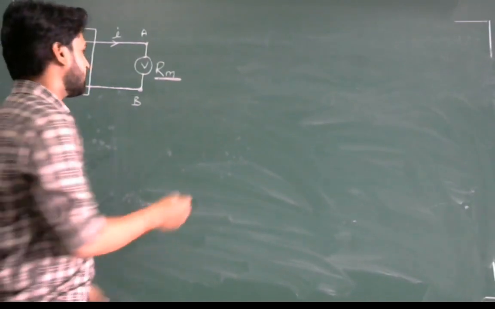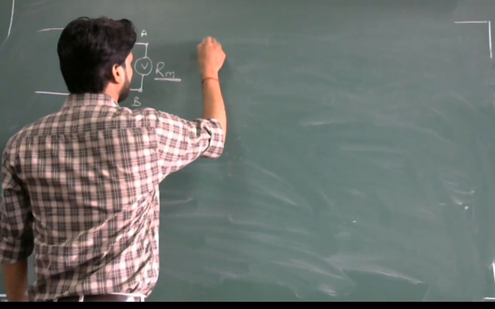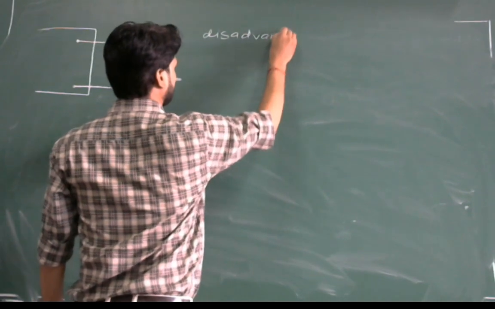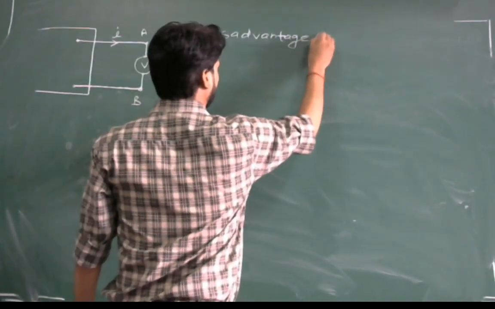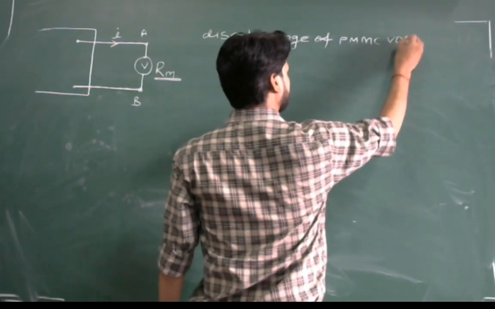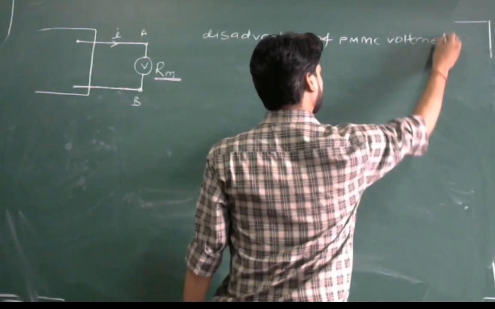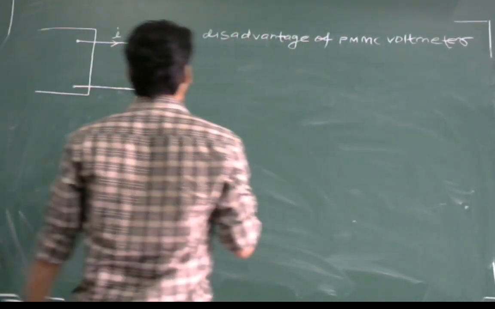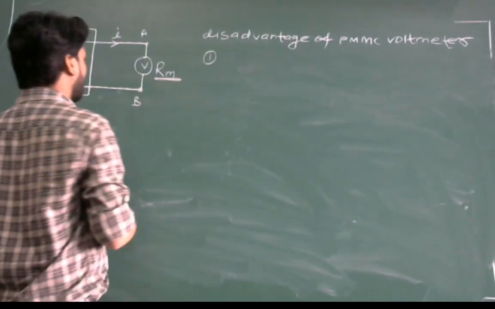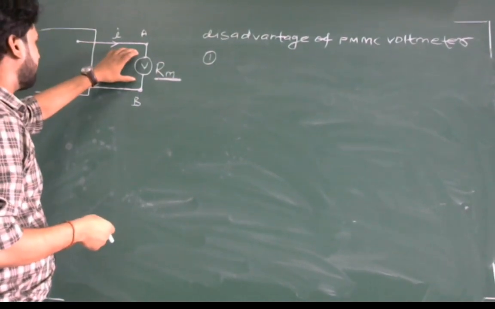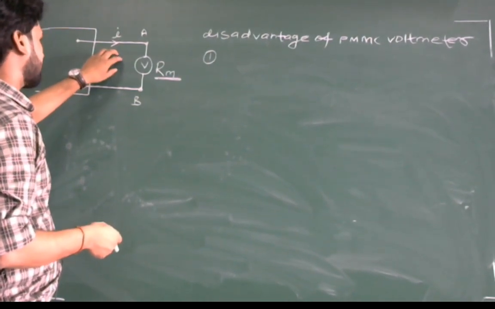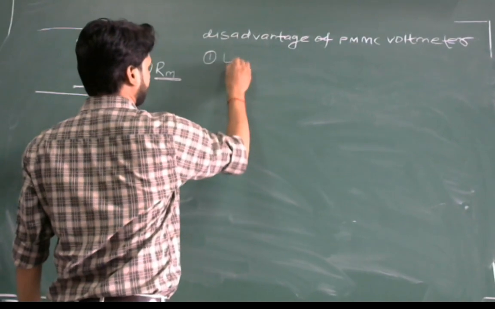The first disadvantage of the PMMC voltmeter is that when this instrument is introduced in the circuit, it will draw some power, hence it will load the circuit. This is the loading effect.